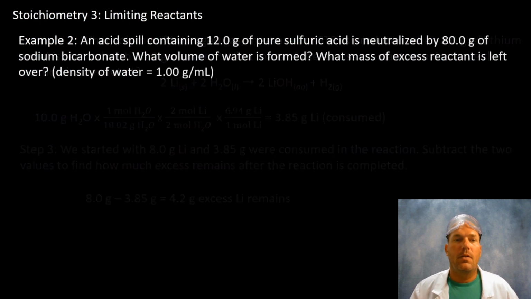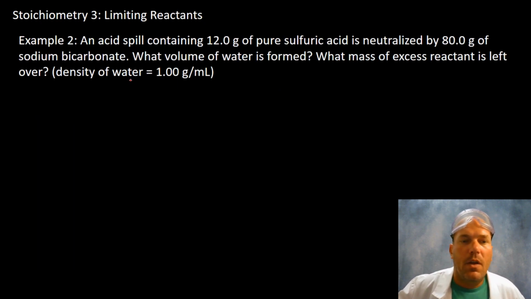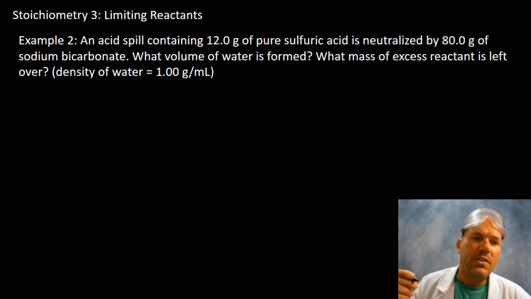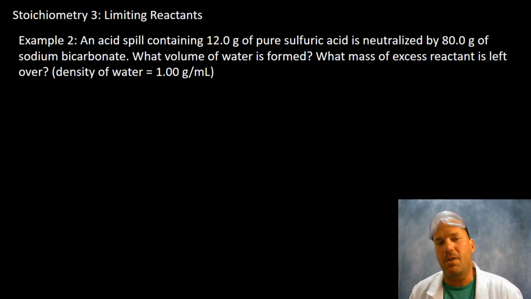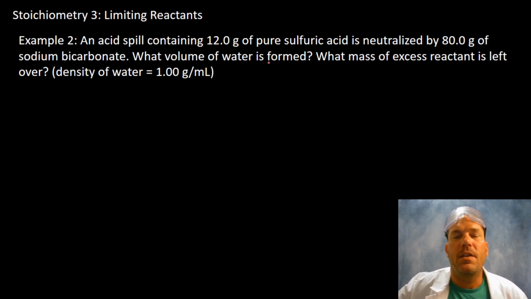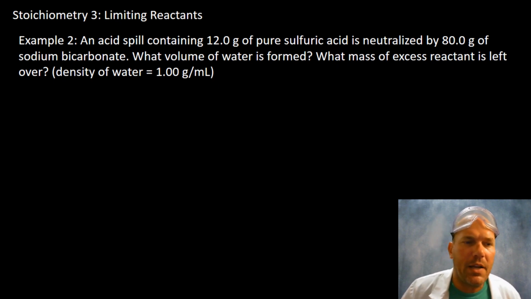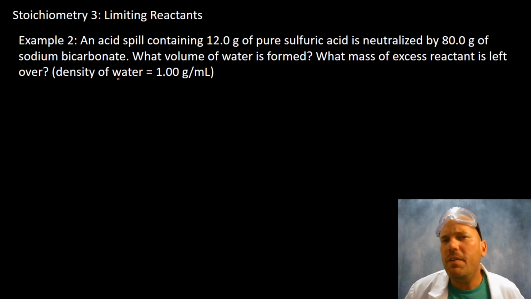Okay? All right. Example number 2. So an acid spill containing 12 grams of pure sulfuric acid. So we're assuming purity here. 100% pure sulfuric acid is neutralized by 80.0 grams of sodium bicarbonate, or sodium hydrogen carbonate, or baking soda. What volume of water is formed? This is different. What mass of excess? Okay, so that's what we were asked in the last one, just applying it to a different chemical reaction. And then you're given the density to help you make a connection here.